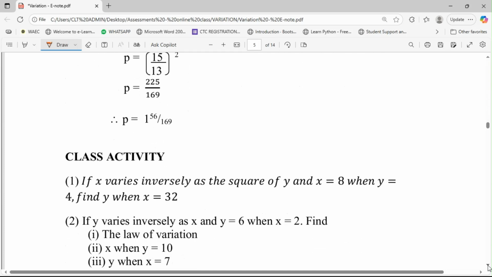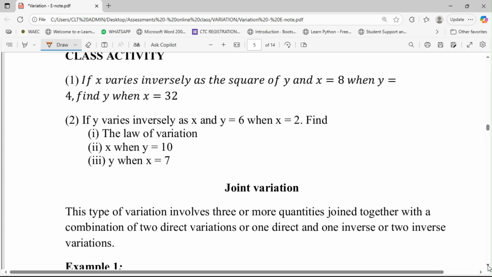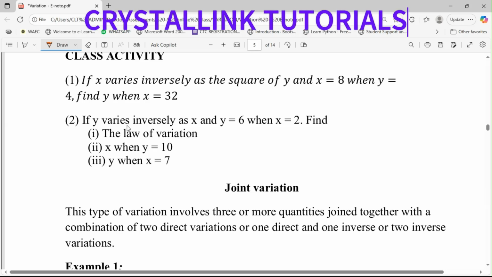This is also explained. Okay, let's look at the class exercise. Number 1 says if x varies inversely as the square root of y and x equal to 8 when y equal to 4, find y. They should be able to solve this. Let's look at number 2. If I see anyone who has something that may confuse you other than what I've explained already, then I will give you some hint or solve it for you. That's my target right now.